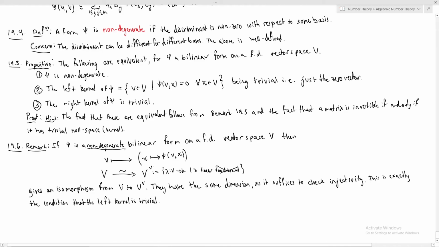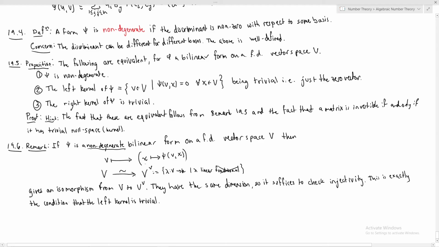Okay, so basically, the left kernel is exactly the kernel of this map: v maps to this linear functional. So I guess you could tack on a fourth thing, which is that this map here, v maps to the functional x maps to psi of (v, x), is an isomorphism of vector spaces. Yeah, I guess you should also check that this is actually a linear map and so on.